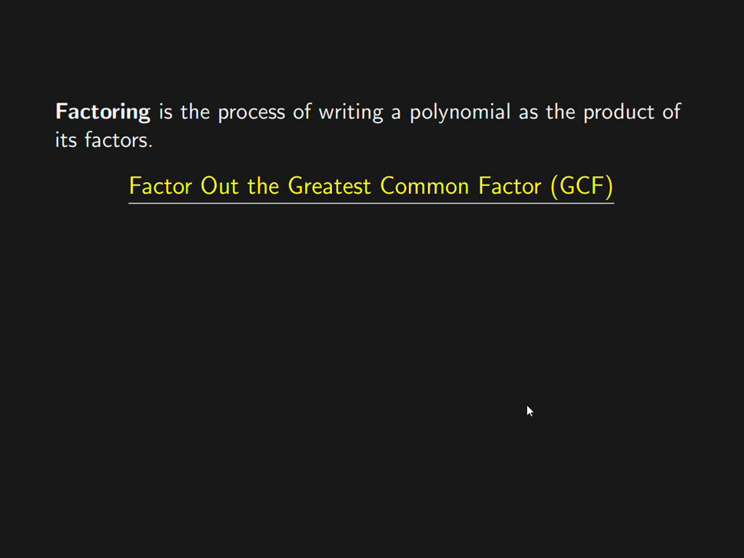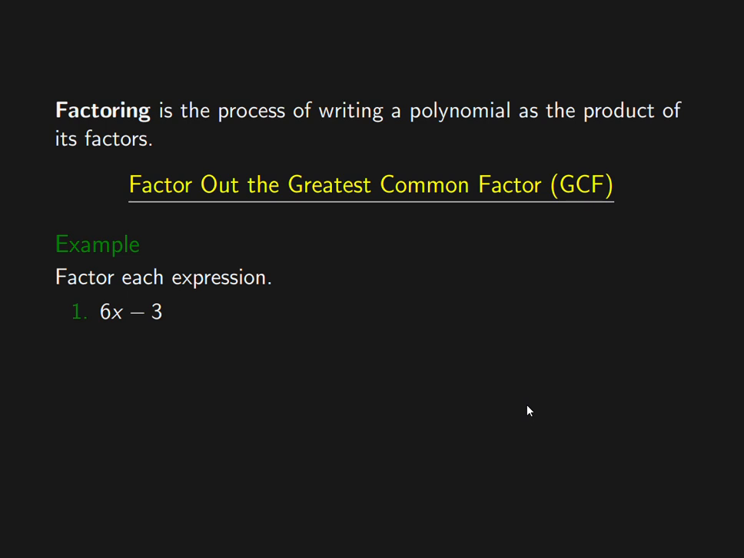Today we will learn about factoring. So factoring is a process of writing a polynomial as the product of its factors. We have multiple strategies and we will go through them one by one. The first one is factoring out the greatest common factor.